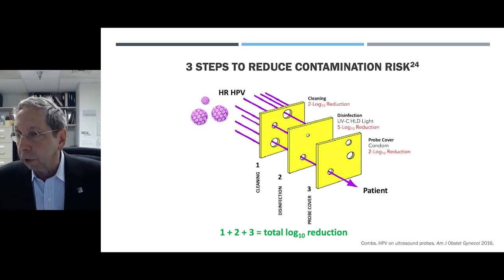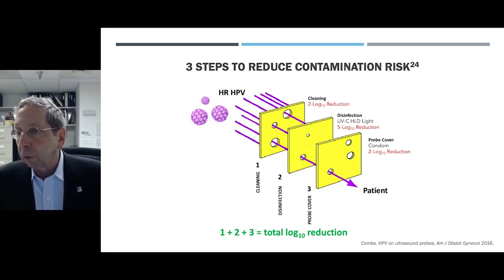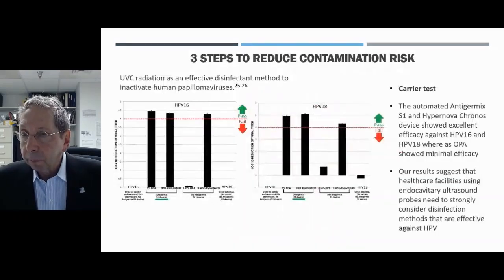And a probe cover generally prevents about a 2 log reduction. You add up the 1, 2, 3, and you get the total log reduction of organisms, which in this case would be 10 to the 9th. And so it's highly unlikely, and this is specifically for HPV, that using these 3 steps would lead to any patient-to-patient transmission of HPV. So again, the 3 steps to reduce contamination.